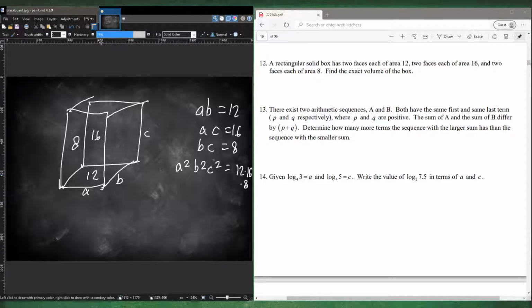So to get the volume, we would just square root it. So that's A times B times C, the square root of 12 times 16 times 8. The square root of 16 is a 4. Take the 4 away from here to get a 2, which leaves a 2. Take the 2 and 2 here, that makes a 6. Take another 2. So that is 16 square root 6, because there's a 6 remaining. And that is your volume for your box. So that's number 12.